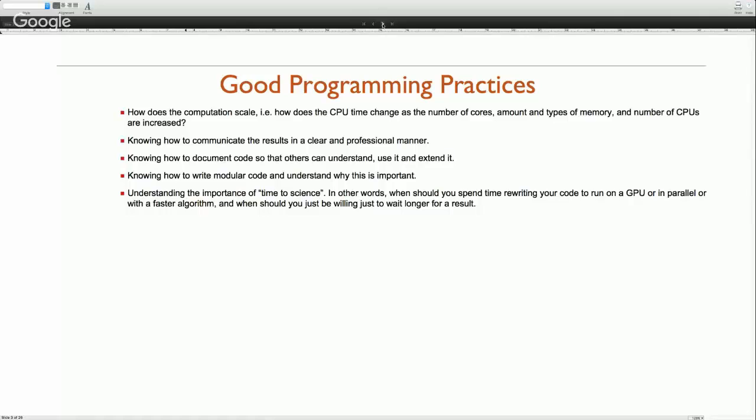And I also want them to understand what Bob Panoff refers to as time to science. Okay. In other words, do I really need my code to run faster, or should I just wait rather than spending a month rewriting the code? Or in fact, do I have to have my code run faster, and the additional time maybe a pain, but there's not much to be done about it because this code is going to have to run thousands of times.